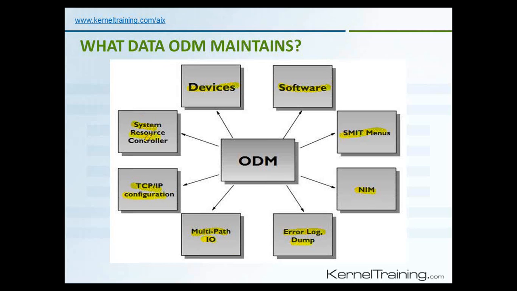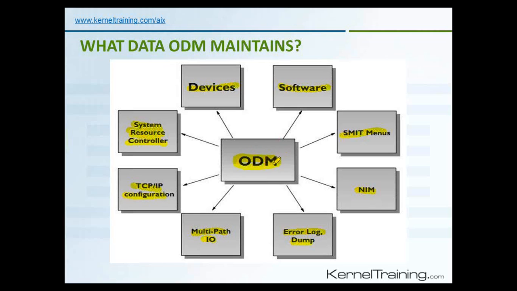System resource controller. System resource controller is nothing but the services that would be running in your machine. That would be SSH service, HTTP service, Samba service, or SNMP service. Any service that is running in your machine is called a system resource controller. Generally, we call it a service. In AIX, we call it SRC or system resource controller. So all this information is maintained inside ODM in a very closed manner.